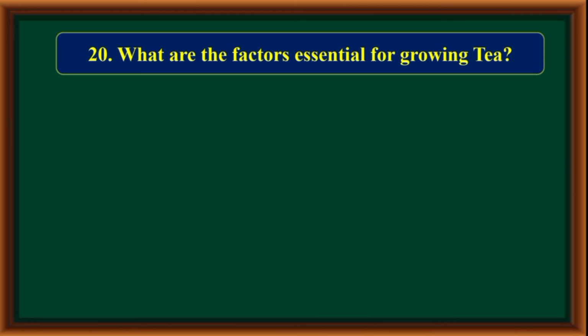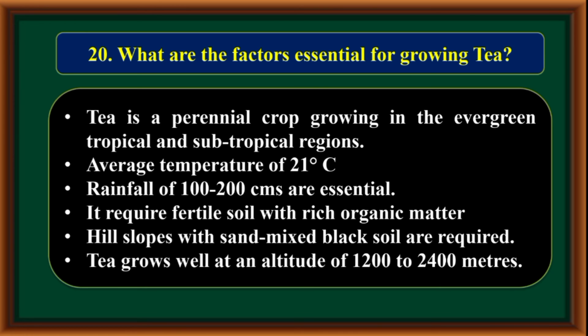What are the factors essential for growing tea? Tea is a perennial crop growing in the evergreen tropical and subtropical regions. An average temperature of 21 degrees Celsius and rainfall of 100 to 200 centimeters are essential. It requires fertile soil with rich organic matter. Hill slopes with sand mixed black soil are required. Tea grows well at an altitude of 1200 to 2400 meters.